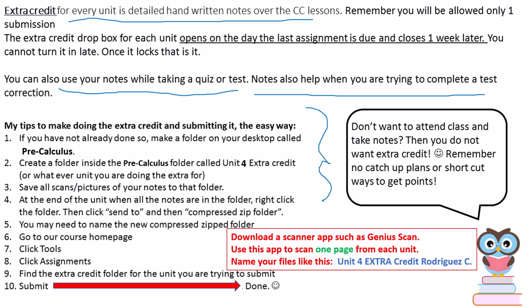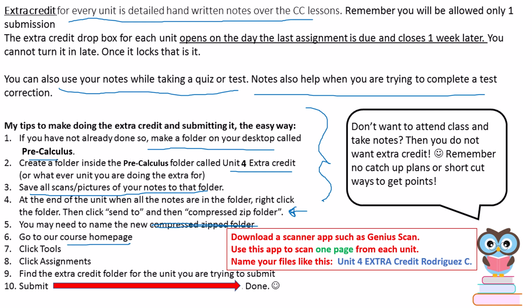All right, my tips. Make a folder on your desktop called Pre-Calculus. Create a folder inside that folder called Unit 4 Extra Credit, or whatever assignment you're doing. Save all scans, pictures of your notes into that folder, and at the end, you can zip it. I prefer it not to be zipped. I prefer for you to use Genius Scan and just simply take pictures as you would on your phone, but it converts it to a PDF that's very clear and easy for me to read. So let's forget about the zip folder. That's causing some confusion. Just use Genius Scan.